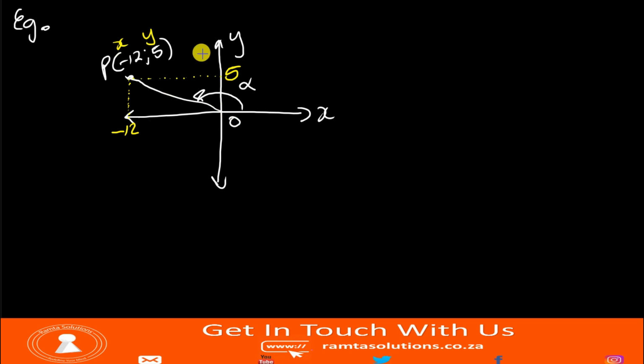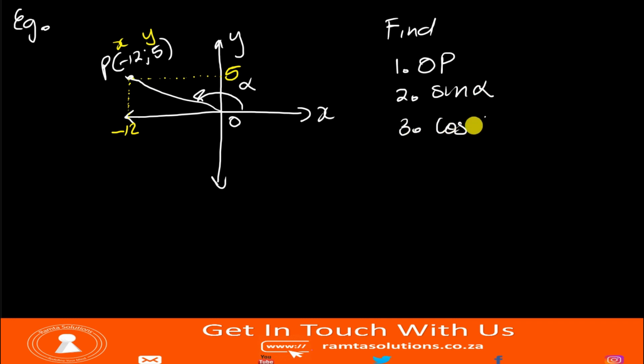The questions I should ask: 1, find OP first thing first, or determine OP. 2, sine alpha. 3, cos alpha. 4, tan alpha. 5, cosec alpha.